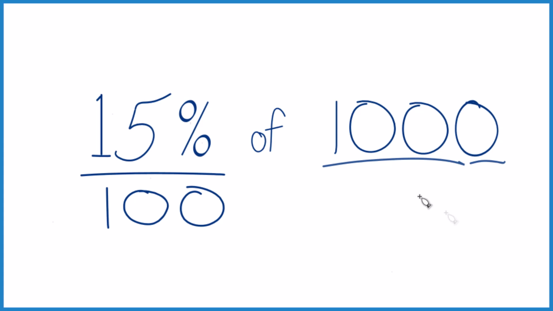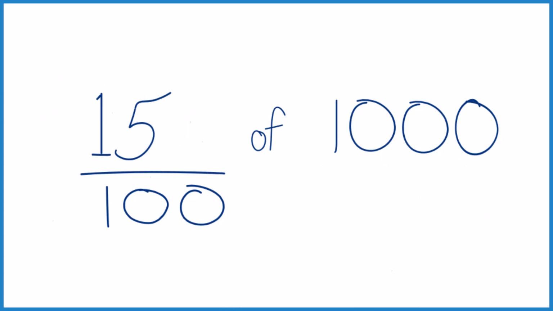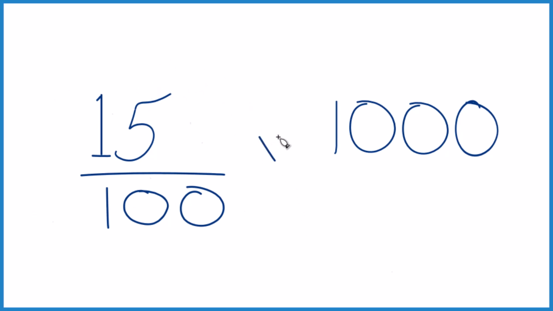Here's another way to do it. We said 15%, that's 15 per 100. Get rid of that, that just means multiplication. So 15 over 100 times 1,000. I'm going to call it 1,000 over 1. Still 1,000, but everything lines up nice. 15 times 1,000, that equals 15,000.